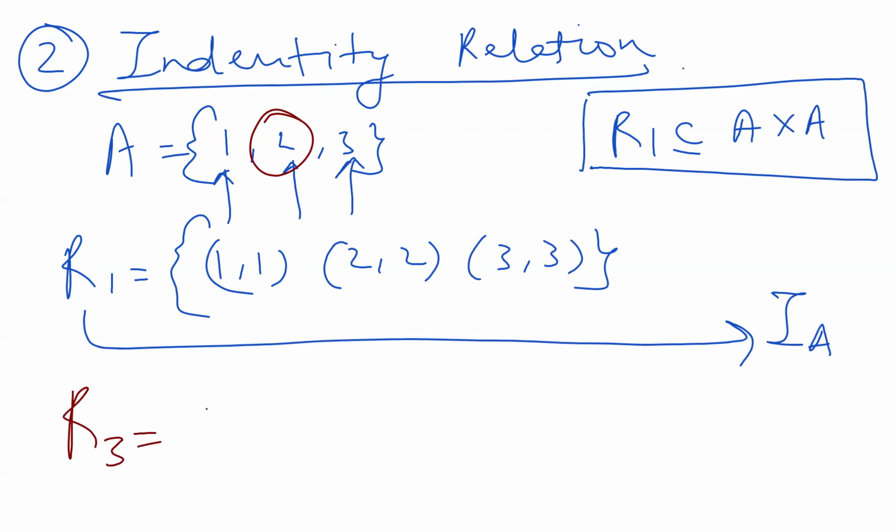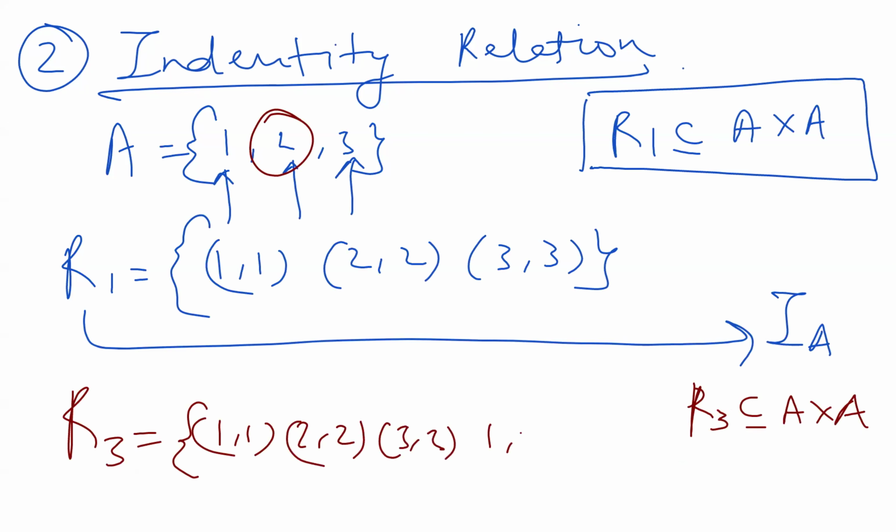Okay. R3 is equal to, now R3 is also a subset of A cross A. (1, 1), (2, 2), (3, 3), and (1, 3). Okay. So is R3 an identity relation?